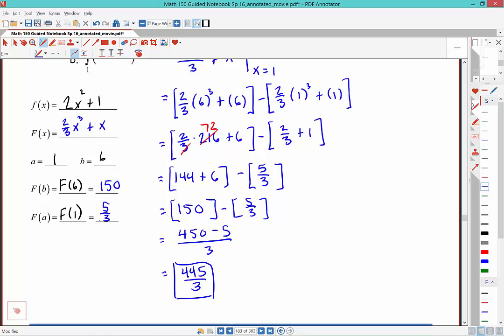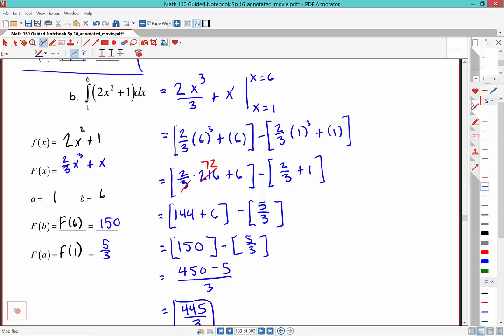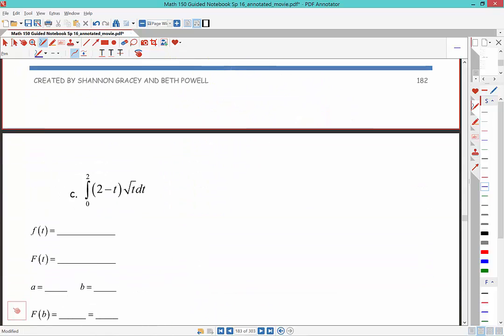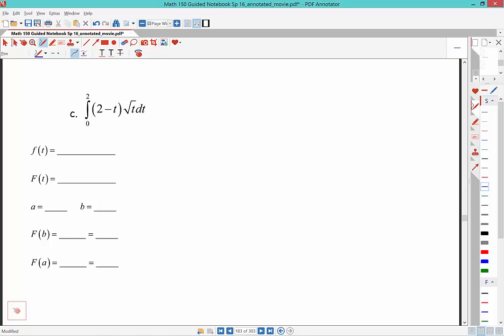Now, this next guy, what do we have going on? We have a product of two functions, and one of them is not a constant, right? So what do we need to do? Let's do a little work rewriting first. So this is equivalent to the integral from 0 to 2 of 2t to the 1/2 minus t to the 3/2 with respect to t. So our function is 2t to the 1/2 minus t to the 3/2. Our a is 0, our b is 2. So F at b will be capital, our antiderivative evaluated at 2. And this will be our antiderivative evaluated at 0.